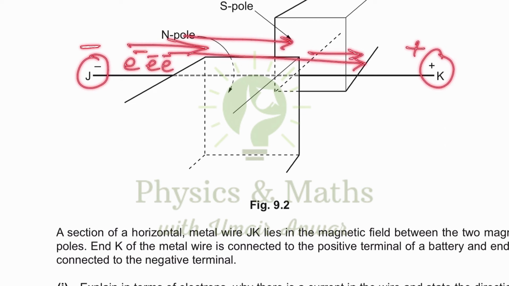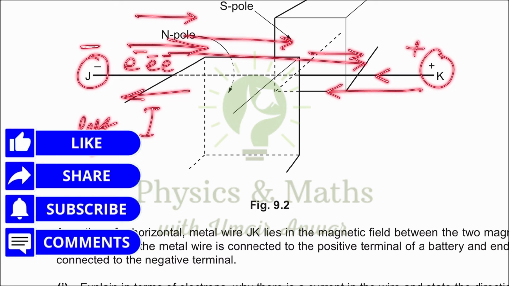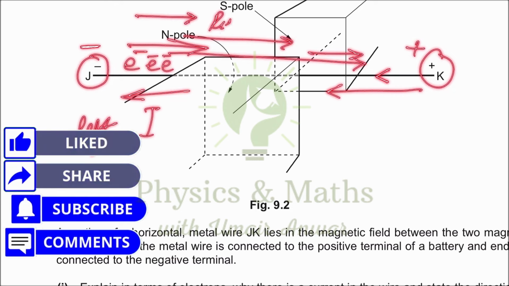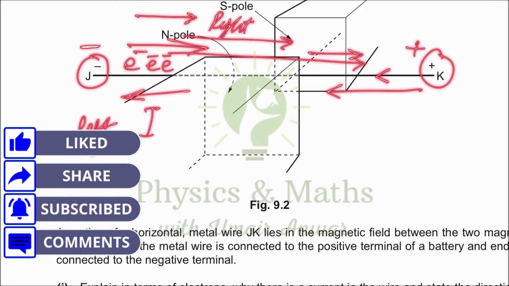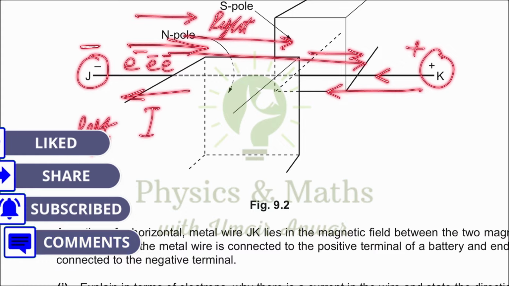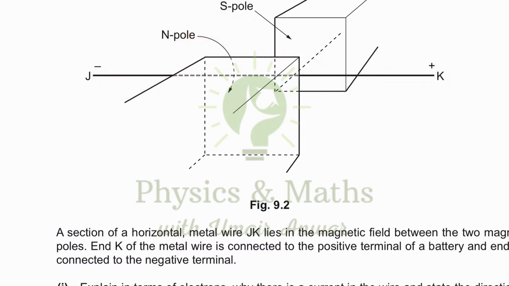But the conventional current is the current which flows opposite of this movement. So that would be from positive to negative. So conventional current would be from positive to negative in the left direction, and the electron flow would be from left to right direction, away from the negative polarity and towards the positive polarity.